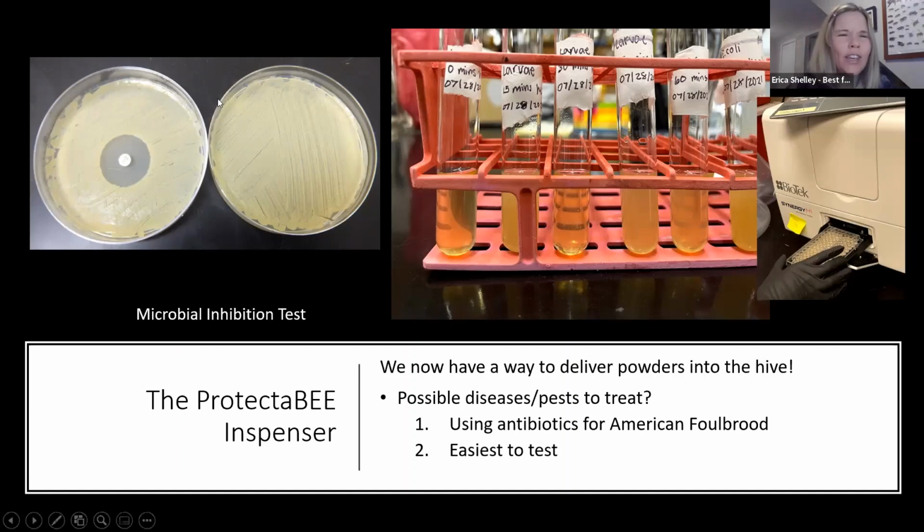And I have here just what we originally thought we were going to do, which was these little tests where you basically put a little bit of extract onto a disc, and then if it has antibiotic in it, you get this nice circle, and you can measure these circles to determine the concentration of your antibiotic.